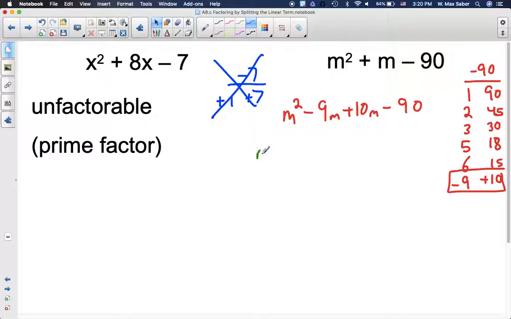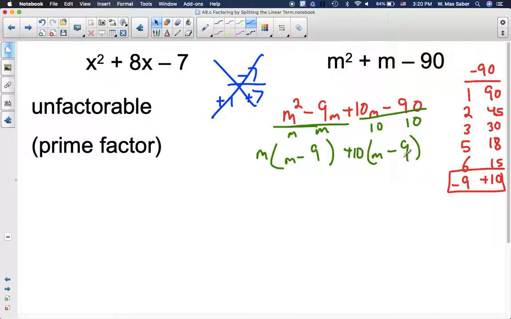Now we factor by greatest common factor. These are both divisible by m. These are both divisible by 10. So when we divide, we get m minus 9 and m minus 9, leaving us with m minus 9 times m plus 10.